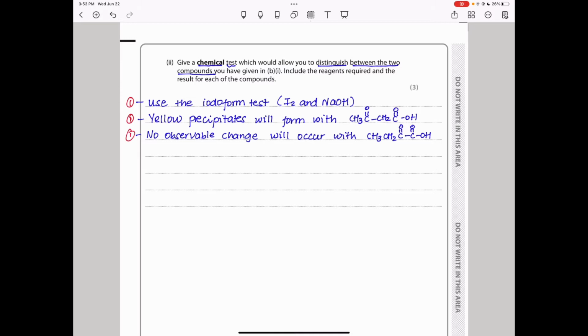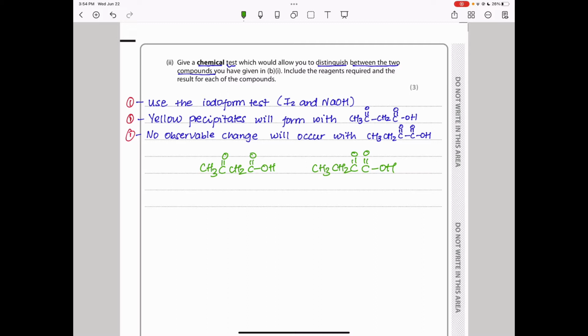Give a chemical test which would allow you to distinguish between the 2 compounds you have given in B1. Include reagents required and the results for each of the compounds. So they want us to distinguish. So we know the structures we have had are CH3COCH2COOH, and the other was CH3CH2COCHO. So these are the 2 suspected structures of X.